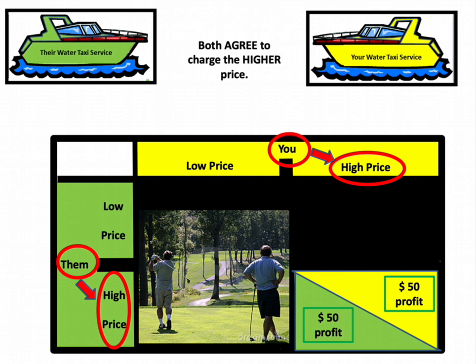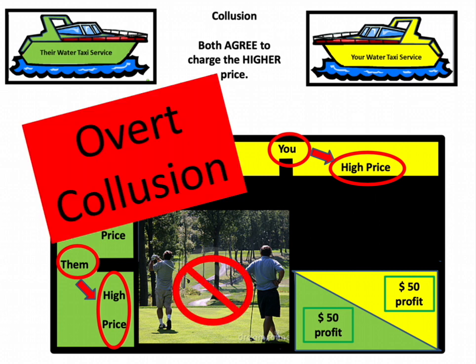But you run into them somewhere, and you kind of get off to the side and chit-chat a little bit. You say, hey, you know what? I took this economics course, and I know if we both charge the high price, we could make some good money. And your buddy says, you know what? That's a good idea. I like that. There's a little problem with that, though. We call that overt collusion.